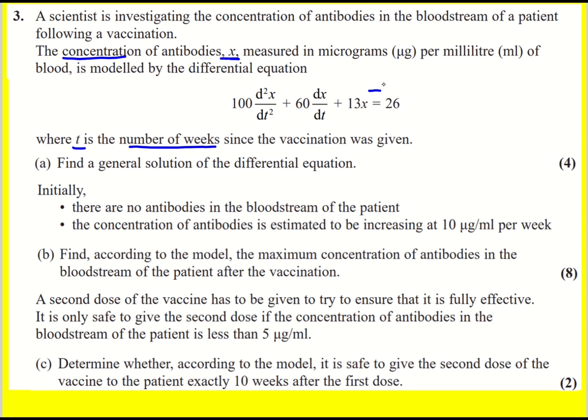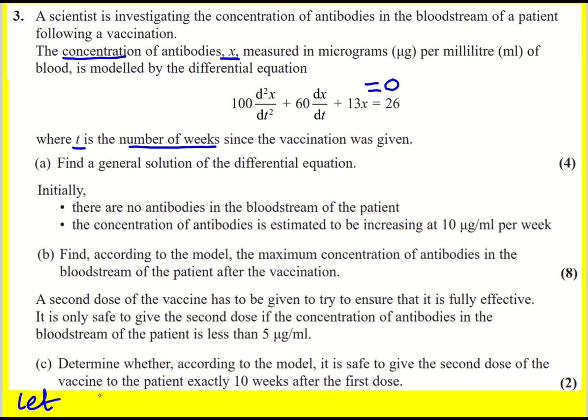So the first thing we do is set it equal to 0 and find what we call the complementary function. It doesn't matter what the right-hand side is. If we can find x such that the left-hand side is 0, that will obviously give us a solution. And then we'll find what we call the particular integral when we need to get 26. I'm just going through the process here.